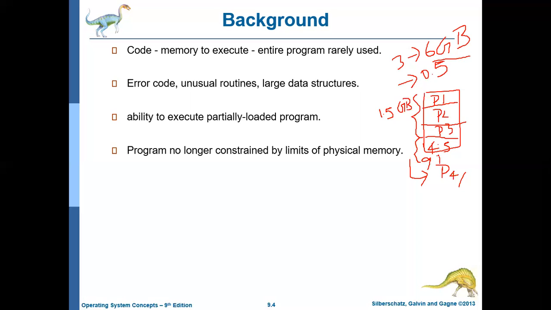That is, we can load from P4 to P13, if I'm not wrong. So totally you can load 9 more processes, 9 plus 3, 12 processes, right? But if you bring the entire process into the main memory, then you can load only 2 processes. Okay, so this is the basic advantage of the virtual memory system.